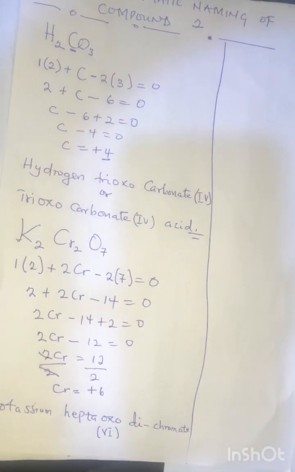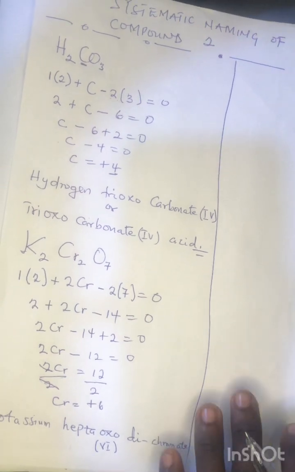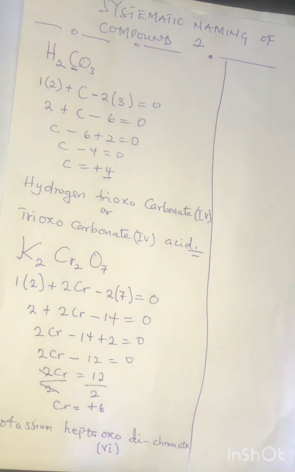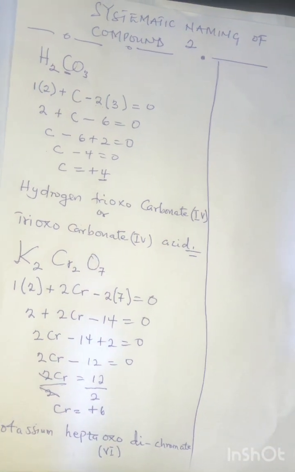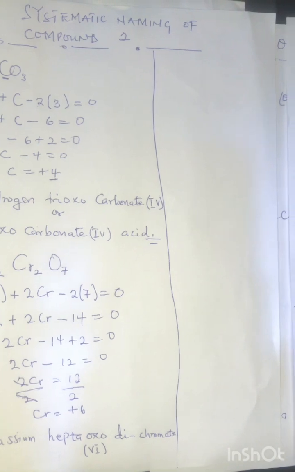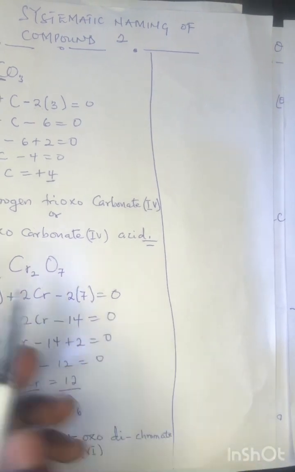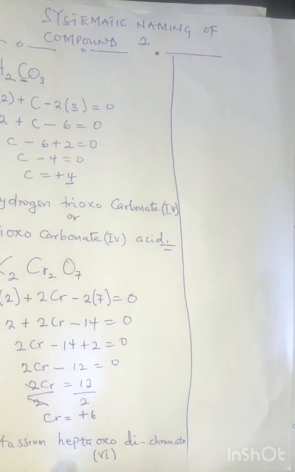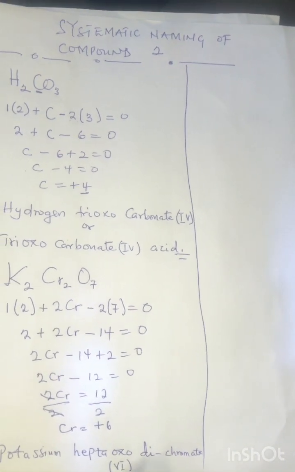Now it's getting more interesting, because science is very interesting and very important. We need to know all this to make things very simple for us. So this is the way we write potassium dichromate. The systematic naming is potassium heptaoxo dichromate 6.